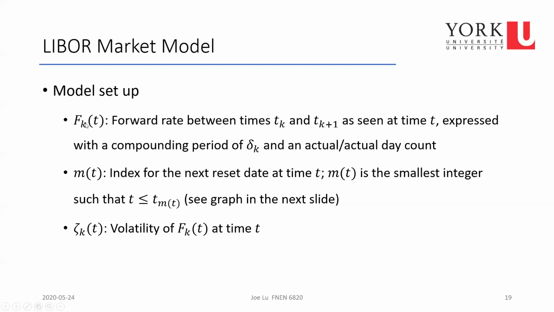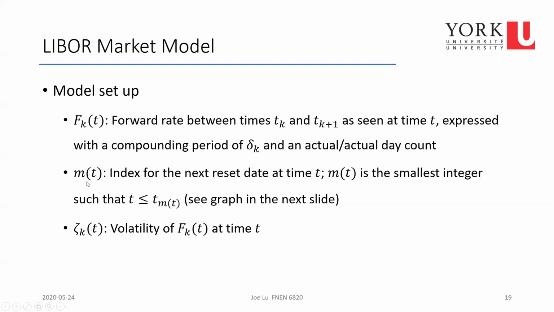It just says that F_k(t) is really the rate between T_k and T_k plus 1, as seen right now at time t. So if the period between T_k and T_k plus 1 is 6 months, then that rate is a 6 month rate. It's always observed at time t. The compounding period obviously is the difference between those two time points.